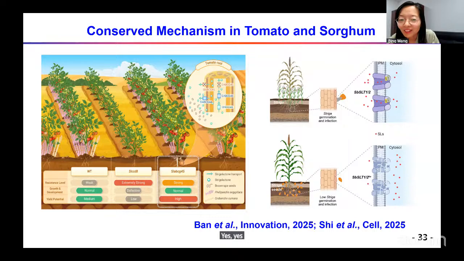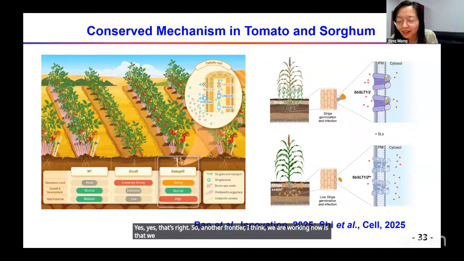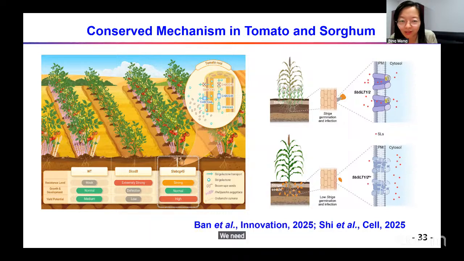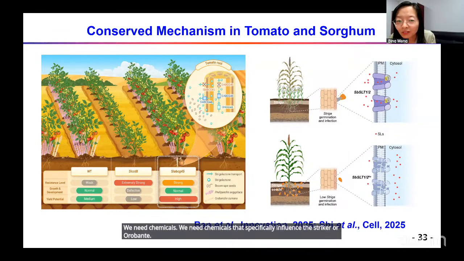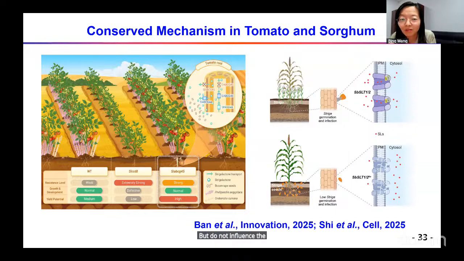That's right. So another frontier we are working on now is that we cannot only depend on the plants. We need chemicals that specifically influence the striga or orobanche, but do not influence the host plant. Then we can use the chemicals to solve the problem. Yes. Very good. Thank you very much.